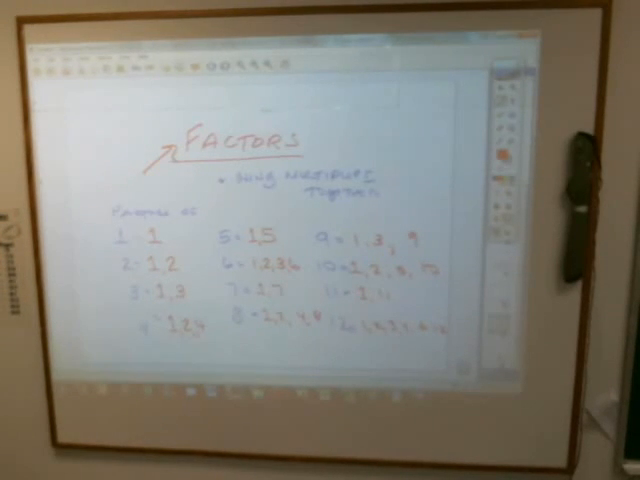That is listing all the factors of something. Got that? Now I need you to take out another blank piece of paper, completely separate here.